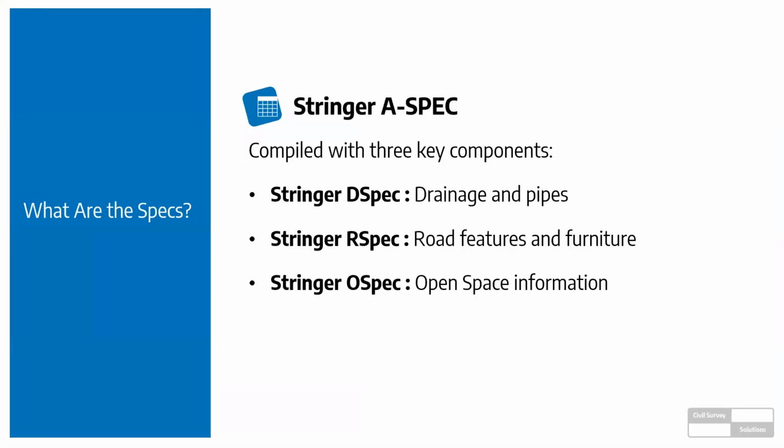Now, Stringer A-SPEC is actually made up of three key areas. Stringer DSpec, which deals with attributing drainage and pipes. Stringer R-SPEC, which deals with road features and furniture. And Stringer OSpec, which deals with the open source information. All three of these are included in the Stringer A-SPEC package, and I'll show you how they work in a second.